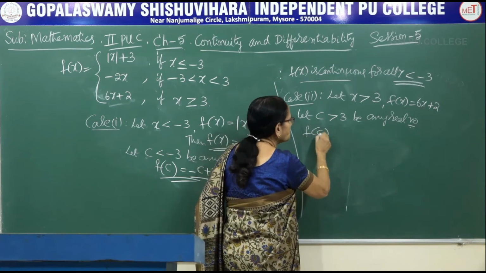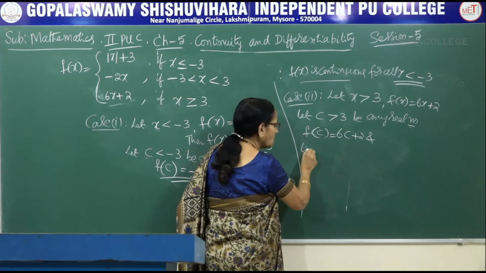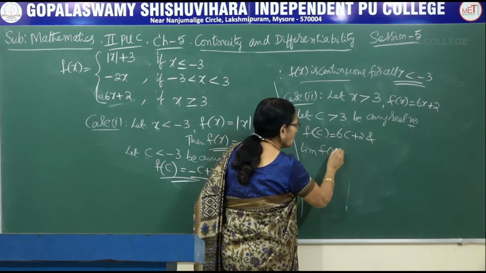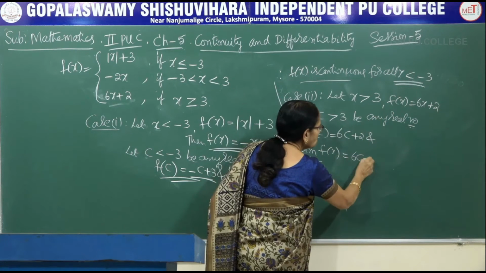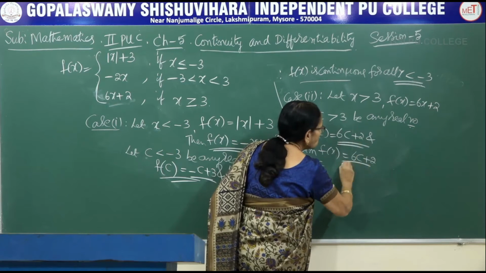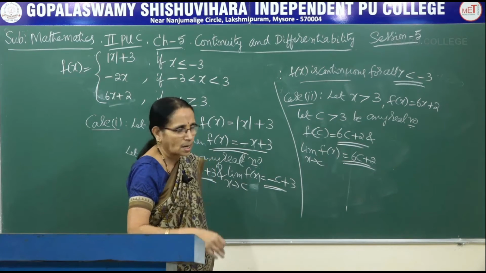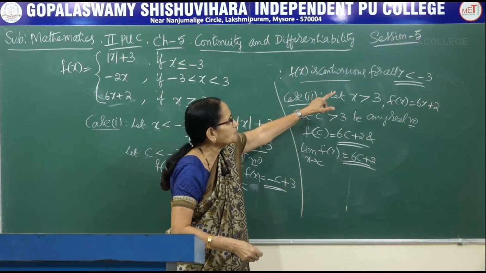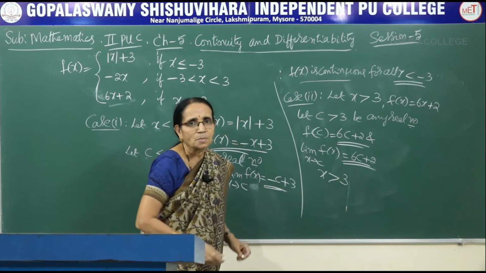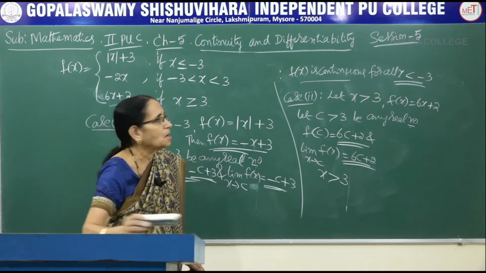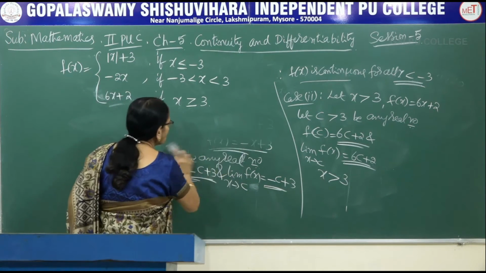Then f of c is equal to 6c plus 2, and find the limit of f(x) as x tends to c. Same thing here, that is also 6x plus 2. So you observe that both of them are equal to each other. So what is our conclusion? Again, same thing, f(x) is continuous for all x strictly greater than 3. So before minus 3 the function was continuous, after plus 3 the function was continuous.